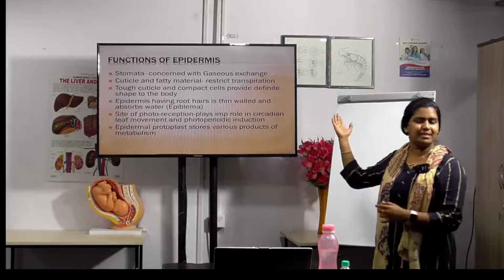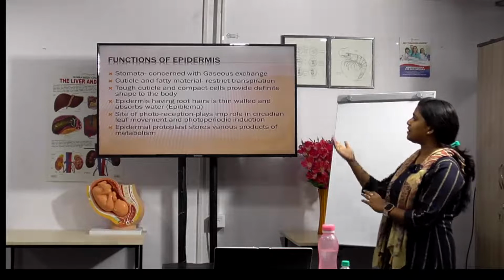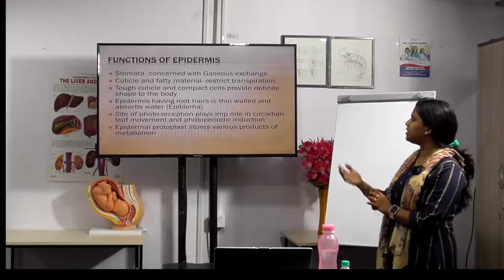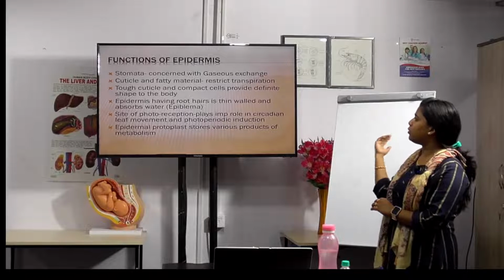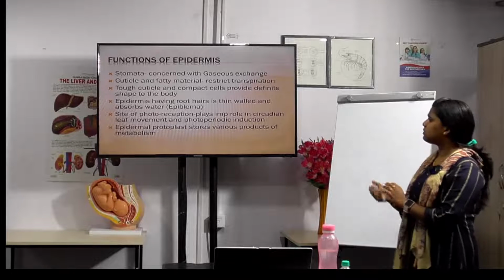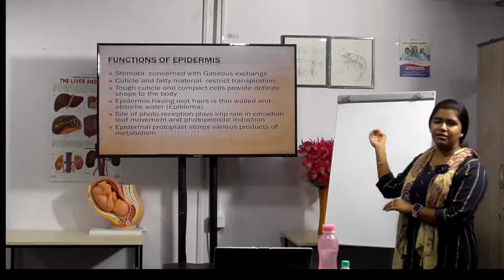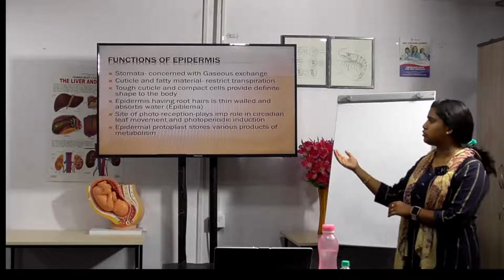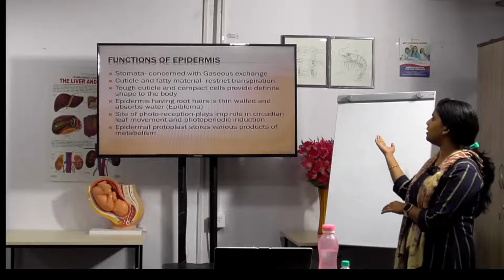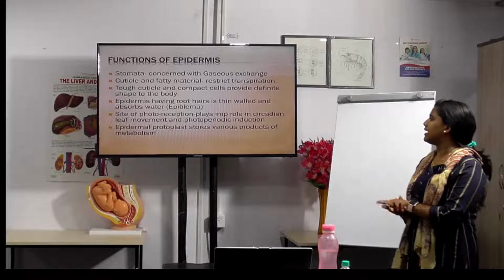Stomata are used in gaseous exchange, and the cuticle and fatty material restrict transpiration. Tough cuticle and compact cells provide a definite shape to the body of the plant. Epidermis of the root can absorb water from the soil, and it is a site of photoreception, playing an important role in circadian leaf movement and photoperiodic induction.